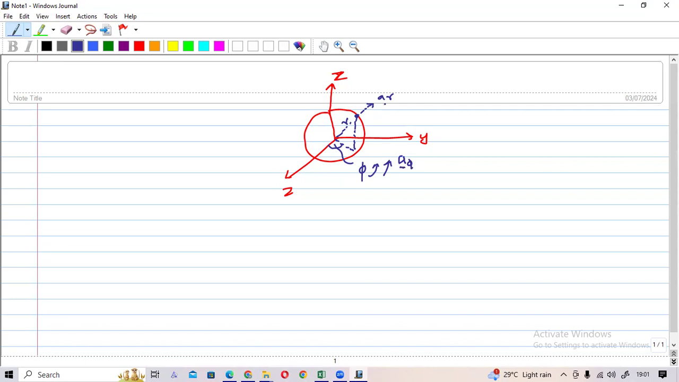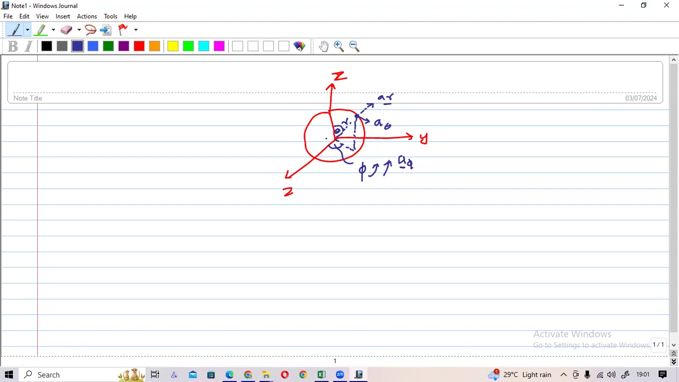And theta is this. Theta is in the ZY plane. So this is theta, and it is in this direction. So that is a_theta.